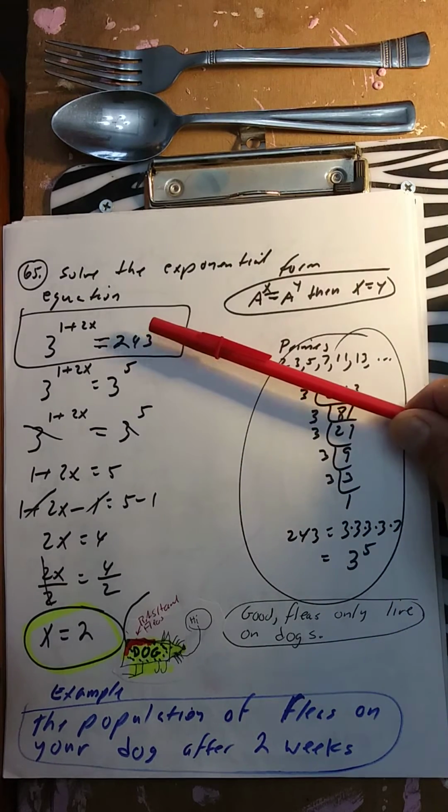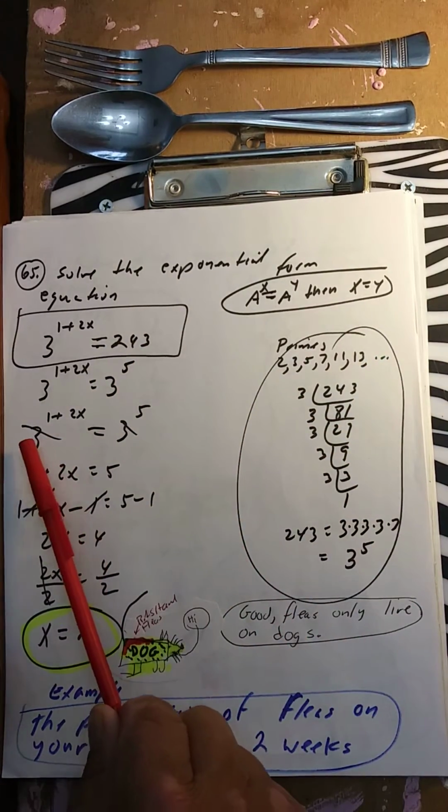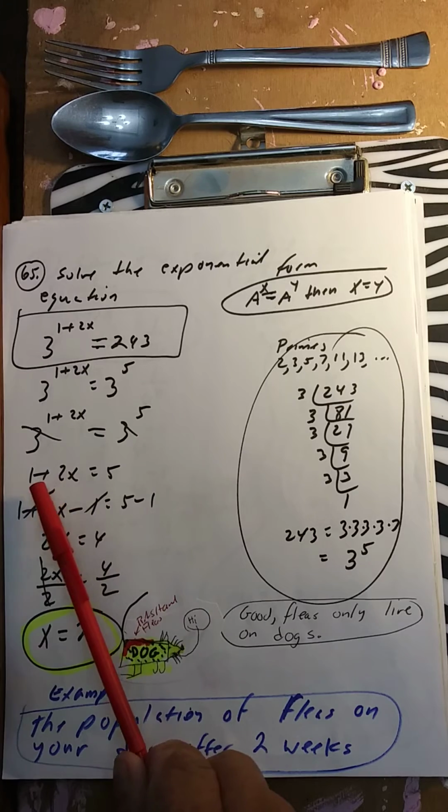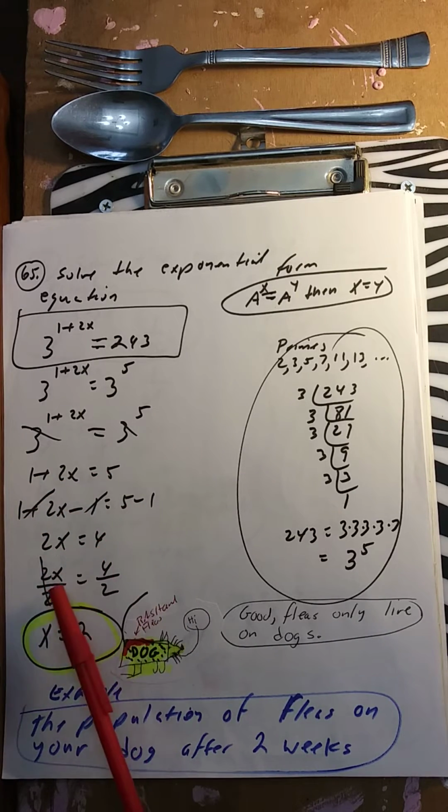So back here, I'm going to substitute this with 3 to the 5. Guess what? The numbers are the same. 3 and 3 match, goes away. You have 1 plus 2x equals 5, and minus 1, minus 1, so 2x equals 4, divided by 2, divided by 2, so x equals 2. That's what we're looking for.